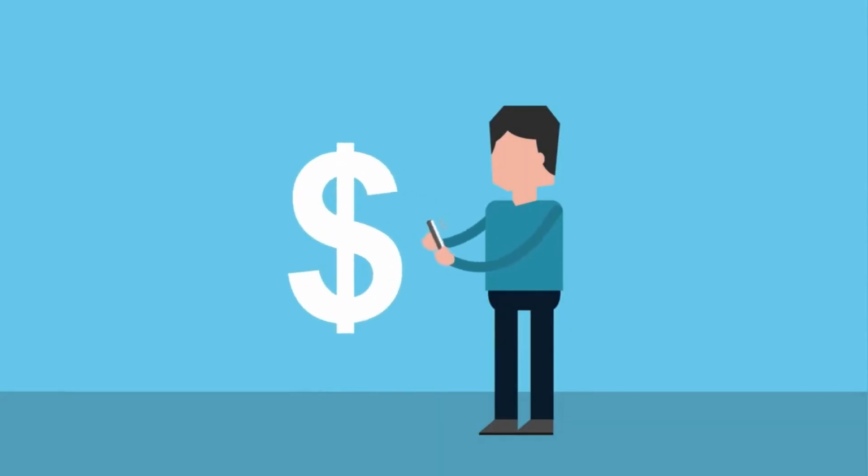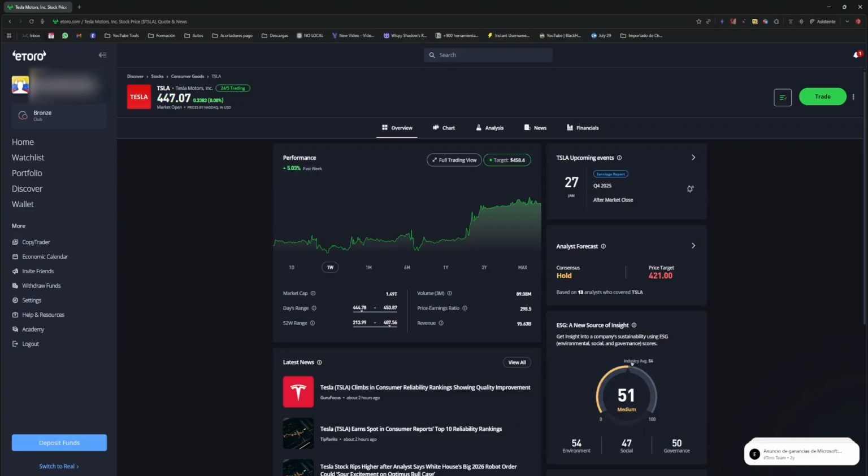How to deposit on eToro. First, you need to log into your platform on eToro and create your account if you haven't done so already. Then go to the bottom left where it says deposit funds.